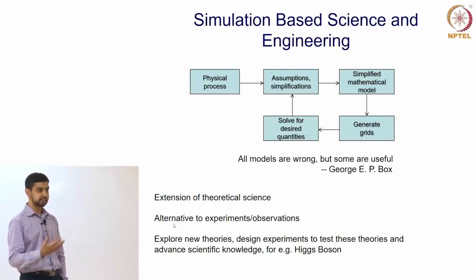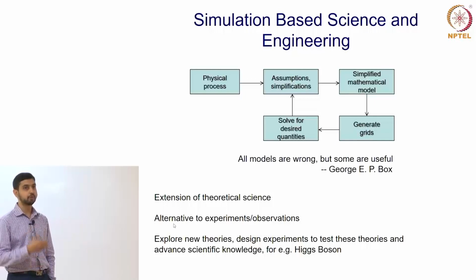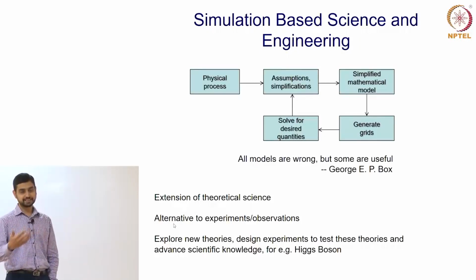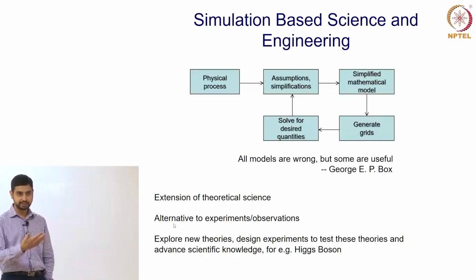And for you to develop this simple model, you need to come up with assumptions and simplifications of the physical reality. Once you have the simplified mathematical model, then you have to approximate it on the computer using some sort of discretization. So, you break a complex geometrical shape into many tiny pieces and you solve this simple mathematical model on each of those tiny pieces. You solve for the desired quantities and then you start iterating on the loop.